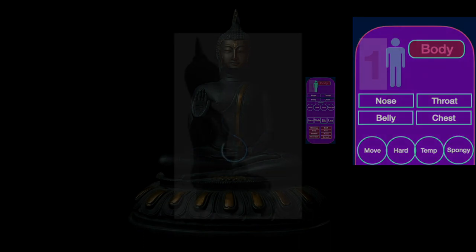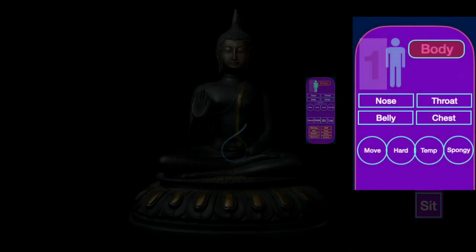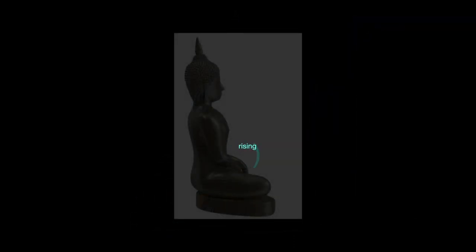But we can start to observe movement, hardness, temperature, and sponginess. And the direction to look for is this lateral movement, rising and falling. Rising and falling. And we're going to start to include the sitting posture: rising, falling, sitting, so sweeping the full body. Rising, falling, rising, falling. And now, sitting, sweeping the body. Rising, falling, sitting.